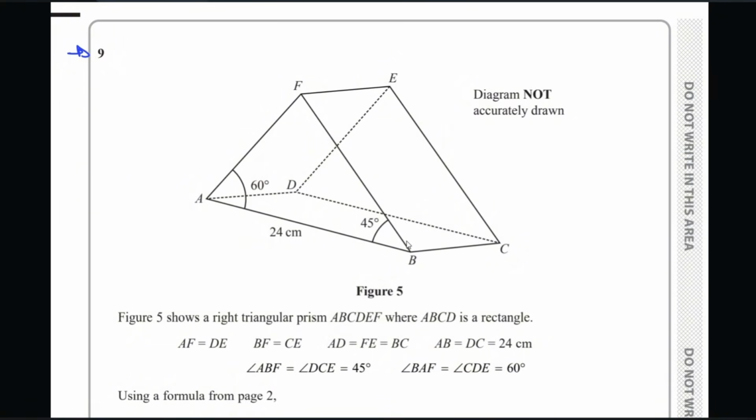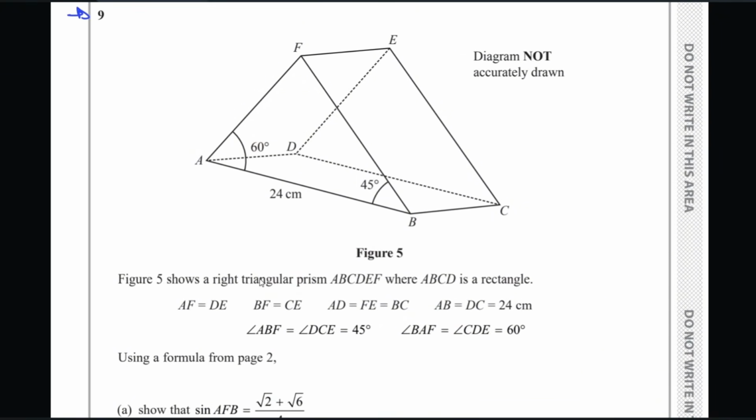Question 9. So we have another 3D shape. Figure 5 shows a right triangular prism, again, ABCDEF, where ABCD is a rectangle. So we can see ABCD is the bottom face, which is a rectangle. AF is equal to DE. So AF and DE are equal. BF is equal to CE. So BF and CE, these two lines are equal. And then AD is equal to FE, and that is equal to BC. So AD, FE, and BC, they're all equal.